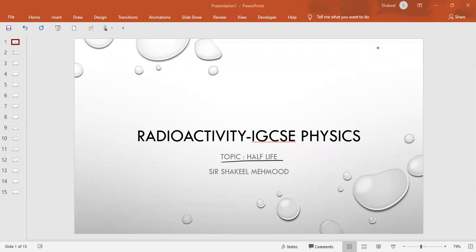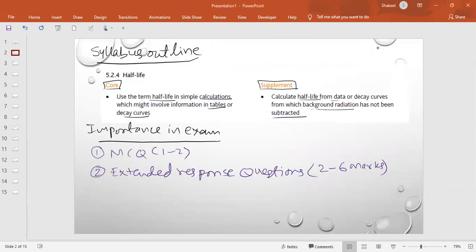Hello students, this is Tashkil and today I am going to give a lecture on IGCSE Physics topic, that is radioactivity, and in the subtopic we have to discuss half-life today. While talking about its syllabus outline, we have to study the term half-life and how we can do the calculations for the radioactive substances using the tables of the decay curves, and in the supplement we have to use the data or decay curves from which background radiation has not been subtracted. So we will look upon the background radiation concept as well.